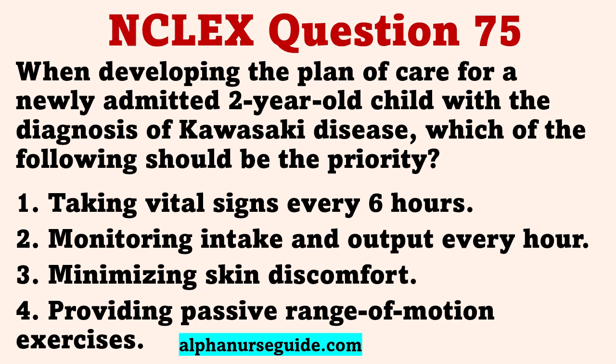Vital signs will be obtained more often than every 6 hours because of the risk of CHF. Although minimizing skin discomfort would be important, it does not take priority over monitoring the child's hourly intake and output. Passive range of motion exercises will be done if the child develops arthritis.